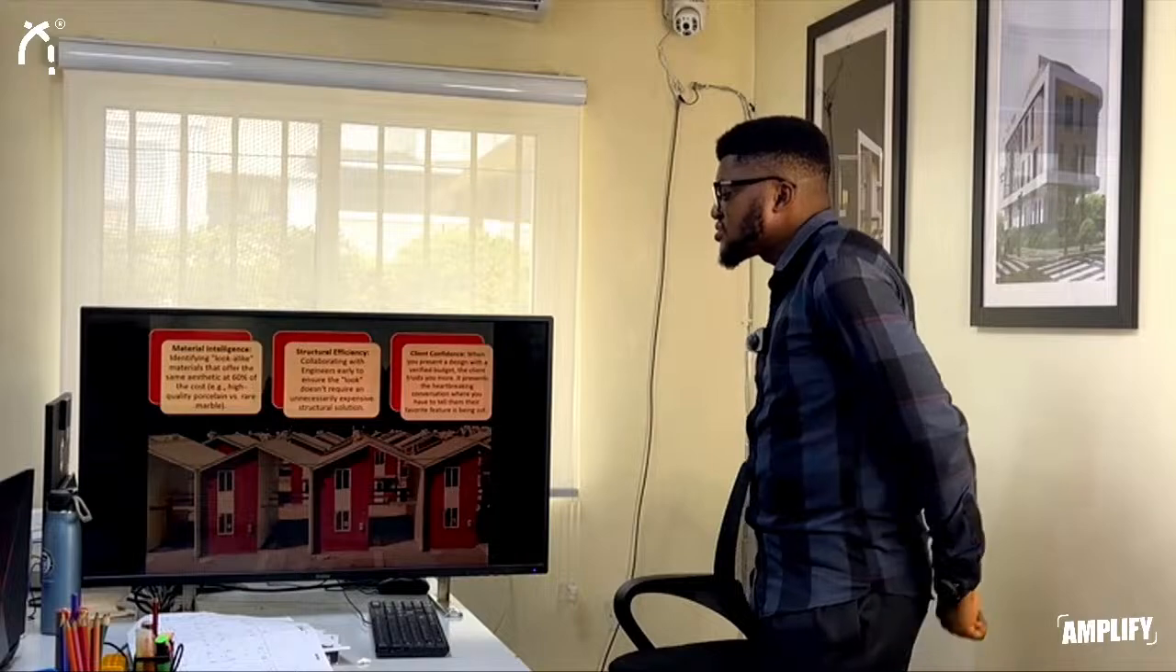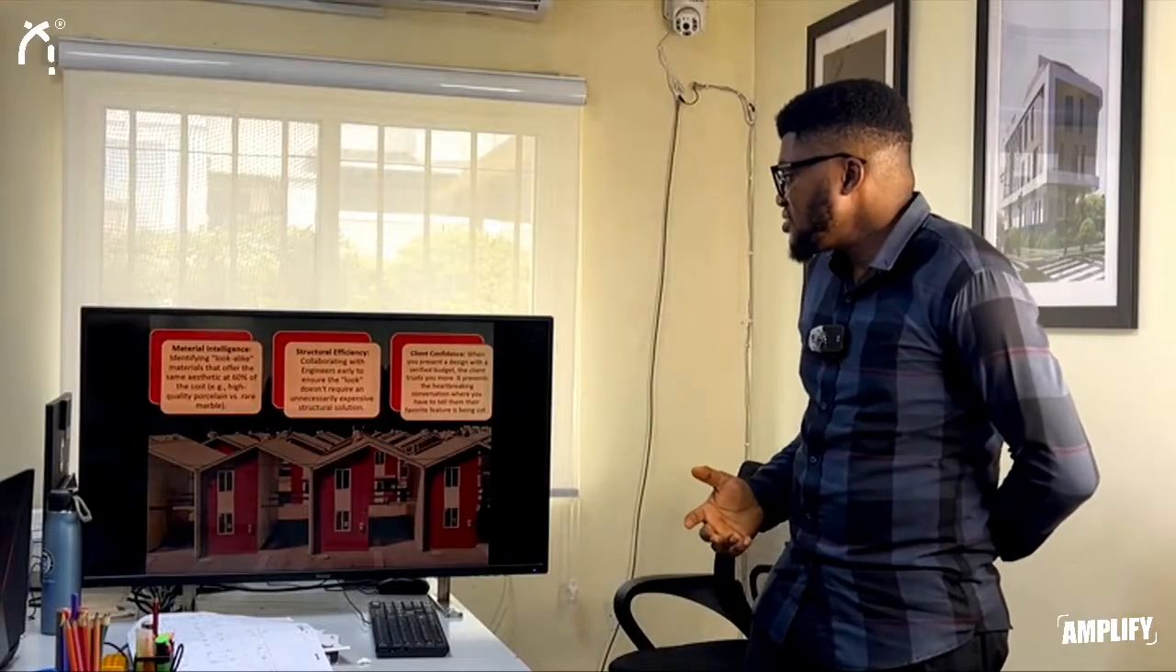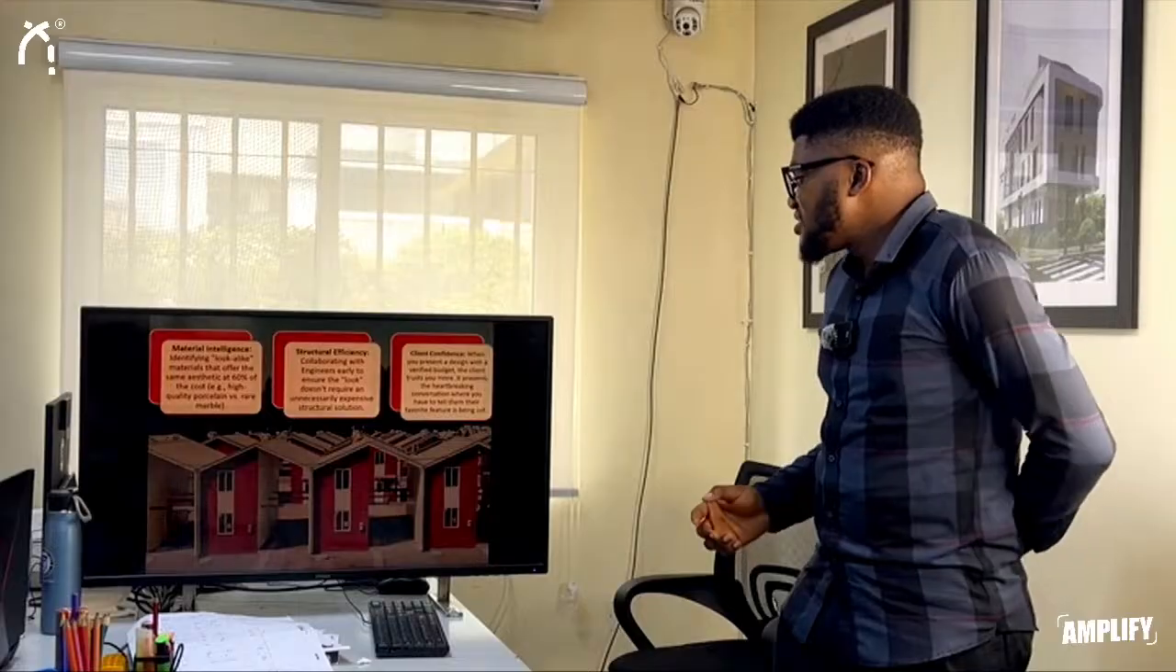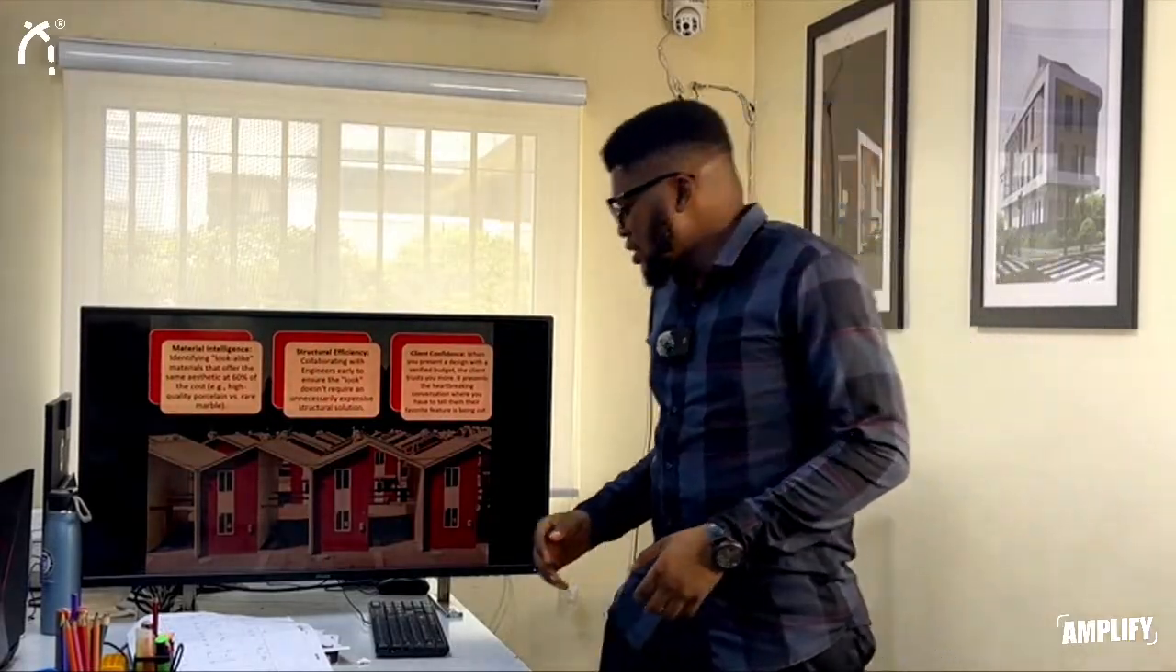Client confidence. When you present a design with a verified budget, the clients trust you more. It prevents the heartbreak conversation where you have to explain that the client has fallen in love with this particular design, but we can't really achieve that design at this time because of the budget.